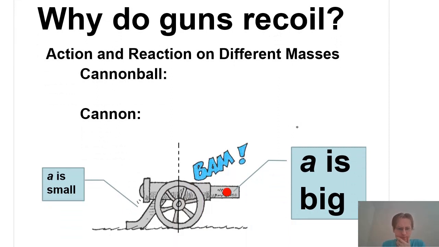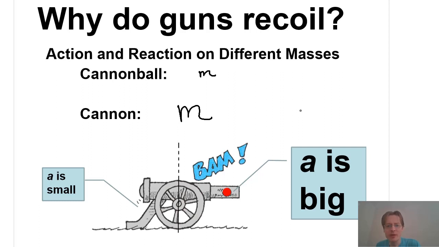Here's the situation. The cannonball and the cannon feel exactly the same force. At least if you're not in the Wile E. Coyote universe, they feel exactly the same force, the cannonball and the cannon. The difference is the cannonball has a relatively small mass compared to the cannon itself, which is very, very massive. So you see, if something's very massive, then it can take a lot of force without getting much acceleration.